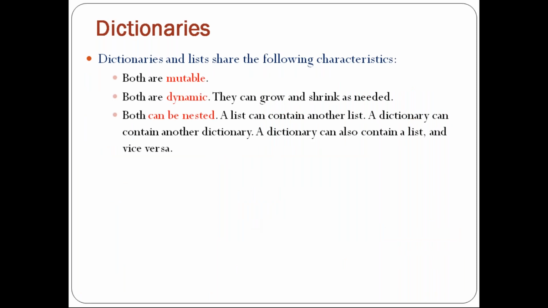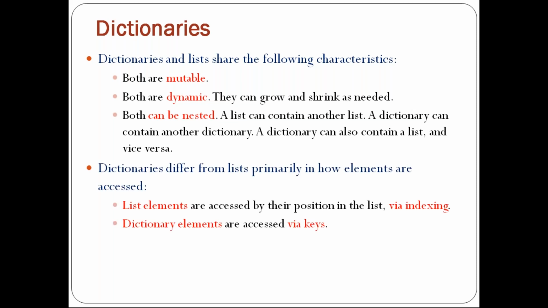If you see the difference between lists and dictionaries, both are mutable, I mean we can make changes, and both are dynamic, so we can increase or decrease the size of the list or dictionary based on our requirement. As needed, we can add elements to the collection or delete items from the dictionary or the list. That's why both are dynamic, and both the dictionary and the list can be nested.